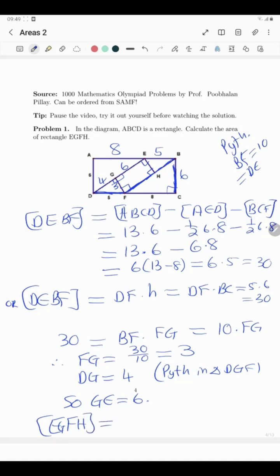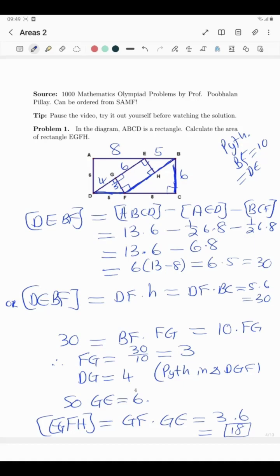EGFH is a parallelogram, so we know that the area is going to be GF times GE, and we just calculated GF to be 3 and GE to be 6. 3 times 6 is going to be 18, and that is the answer to this problem. So maybe more than one way to solve this problem. However, when the dust settles, you will get an answer of 18. A nice little starter problem.